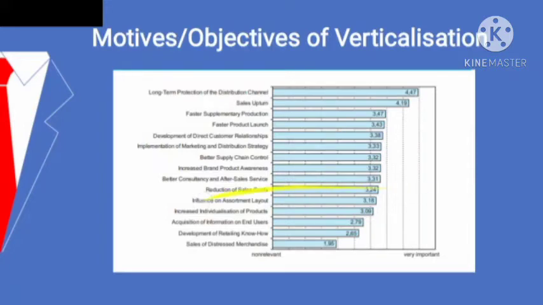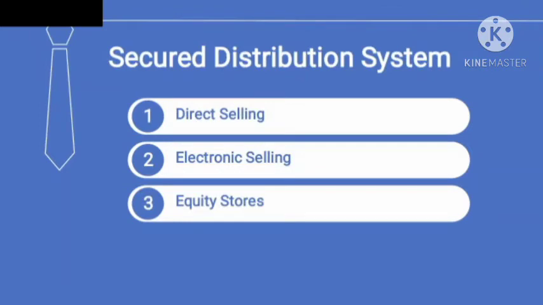The first one is the secure distribution system. In the secure distribution system, there are direct selling, electronic selling, and equity stores. Direct selling is a vertical marketing system in which salespeople, frequently independent business people, contact customers directly in a non-conventional location, either at the customer's home or at work. They demonstrate the merchandise benefits or explain the service of that product, and they take orders, and later on they deliver the merchandise and perform their service to those customers.